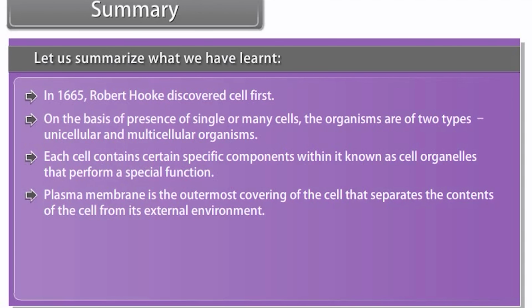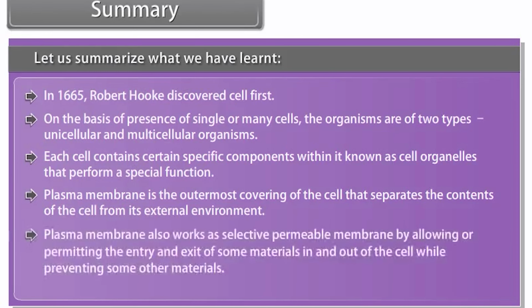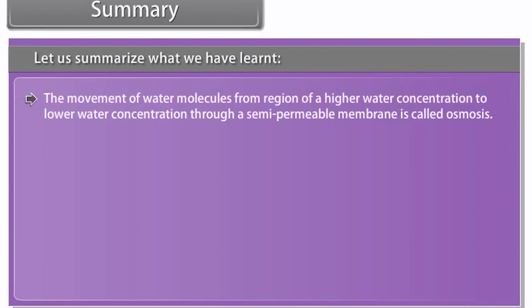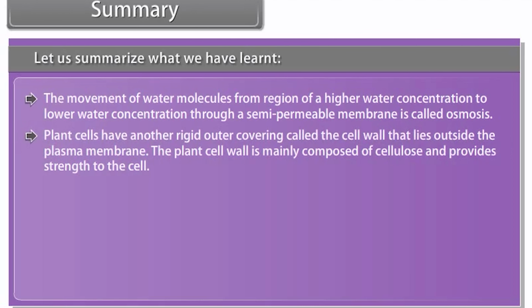Plasma membrane is the outermost covering of the cell that separates the contents of the cell from its external environment. Plasma membrane also works as selective permeable membrane by allowing the entry and exit of some materials in and out of the cell while preventing some other materials. The movement of water molecules from region of a higher water concentration to lower water concentration through a semi-permeable membrane is called osmosis.